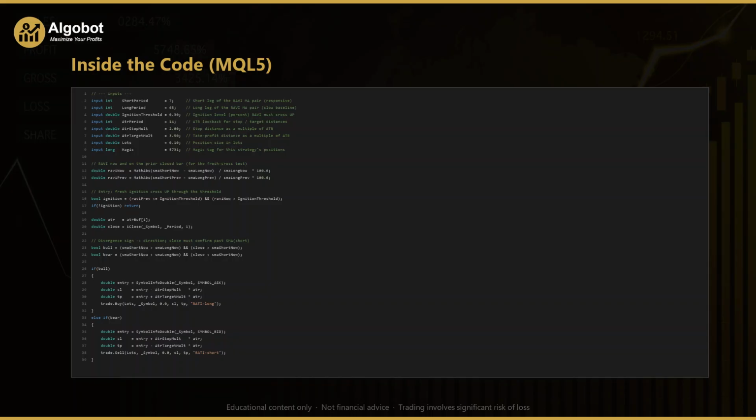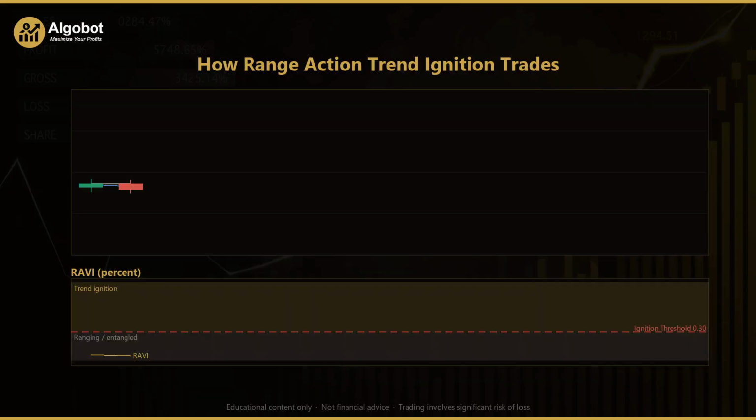Both sides share the same structure. Only the direction and the placement of the stop and target are mirrored. It is clean, readable, and it maps directly onto the logic we just described. Now let's bring it all together on a chart.